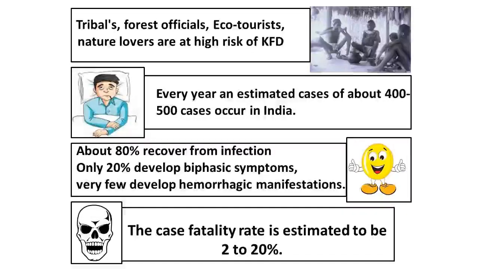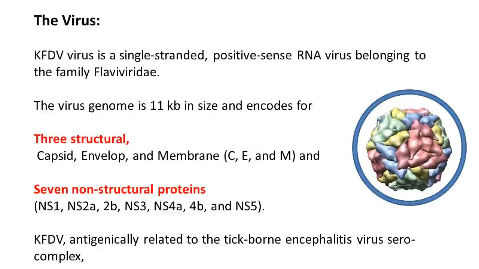About the virus, it is a flavivirus classified under the family Flaviviridae, and its genome is around 11 kb in size, which encodes essentially 3 structural as well as 7 non-structural proteins, which are very much needed for the replication of the virus. Among the structural proteins, the capsid protein, envelope protein, and pre-membrane protein are very essential for its structure. KFD virus is antigenically closely related to the tick-borne virus serogroup complex.